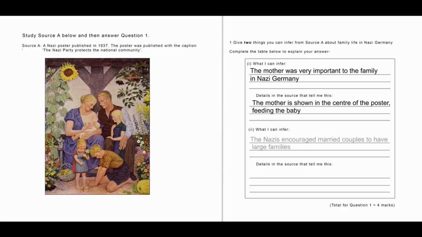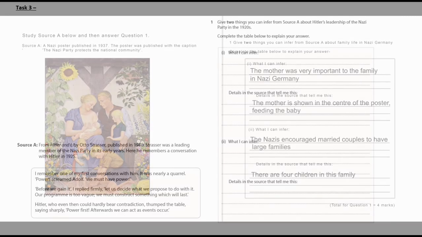The Nazis encouraged married couples to have large families. That's an inference. There are 4 children in this family, which you can see in the source. So it's really important. If you want to think about it as 4 marks, it's a 1 plus 1. So you infer for 1 mark, and then you support that from the source for the other mark. And if you do that twice, then you get your 4 marks.